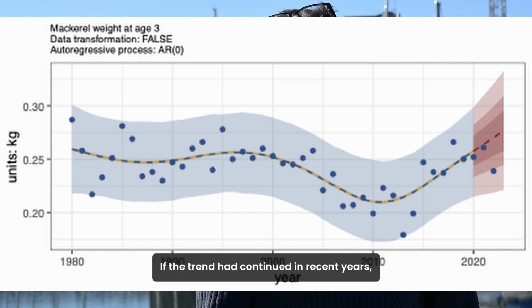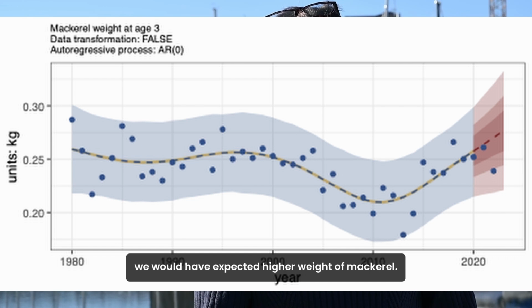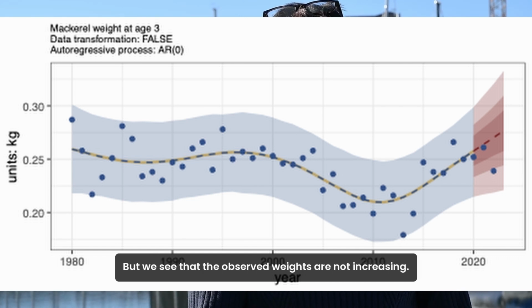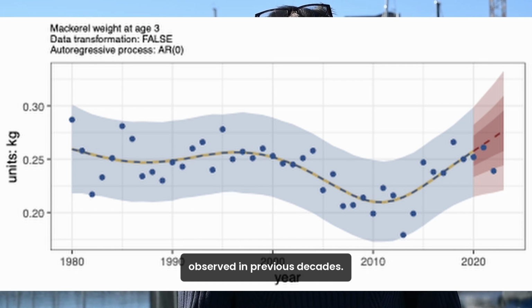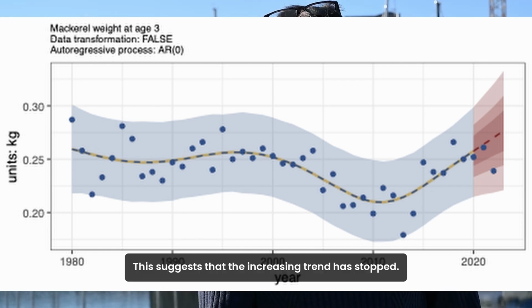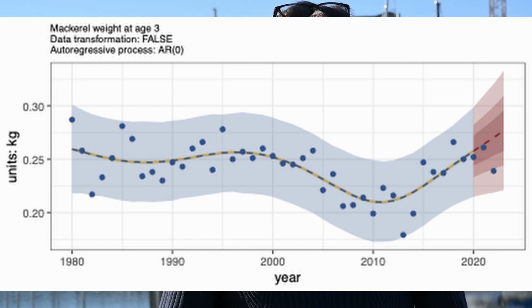If the trend had continued in recent years, we would have expected higher weight of mackerel, but we see that the observed weights are not increasing. Rather, they are close to the ones observed in previous decades. This suggests that the increasing trend has stopped.